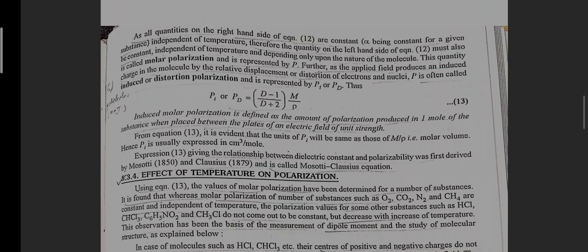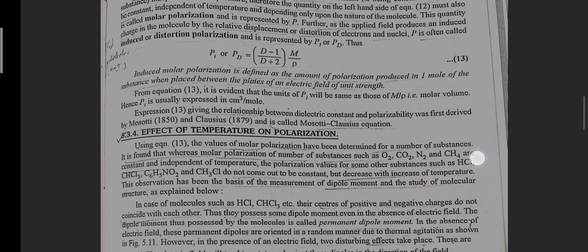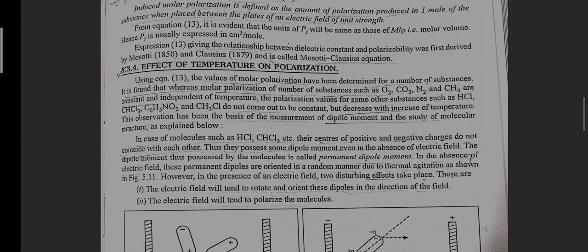The final Clausius-Mossotti equation is P or P M is equal to (D minus 1) divided by (D plus 2) into M divided by rho. This is the final equation. Next is effect of temperature on polarization.